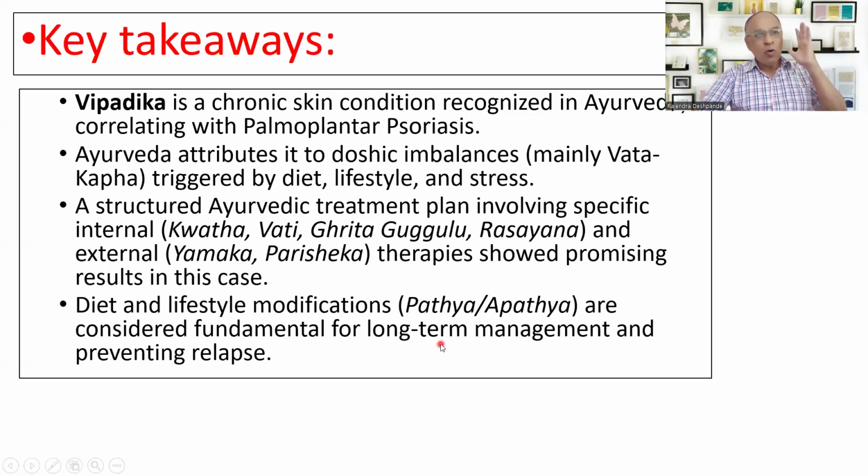So, what is the take home message? Vipadika is a chronic skin condition recognized in Ayurveda correlating with Palmoplantar psoriasis. Ayurveda attributes it to the doshic imbalance, mainly Vata Kapha, triggered by diet, lifestyle, and stress. A structured Ayurvedic treatment plan involving specific internal, that means Kwatha, Vati, Ghrita, Guggulu, Rasayana, and external, that is Lepa and Parisheka therapies, showed promising results in this particular patient.